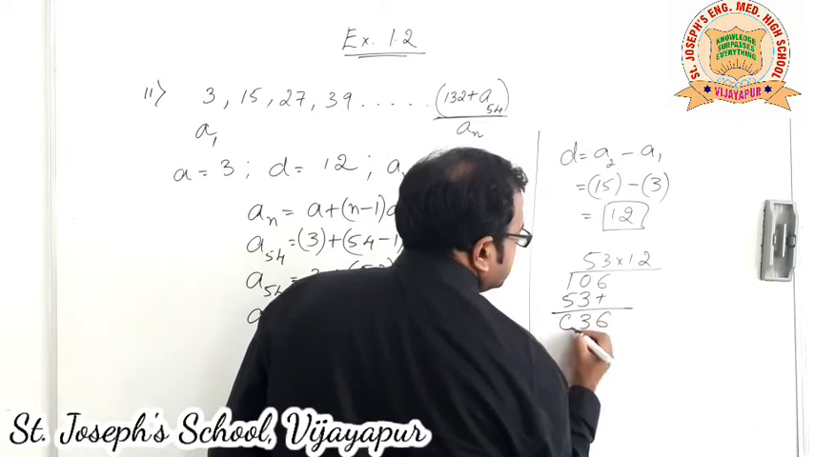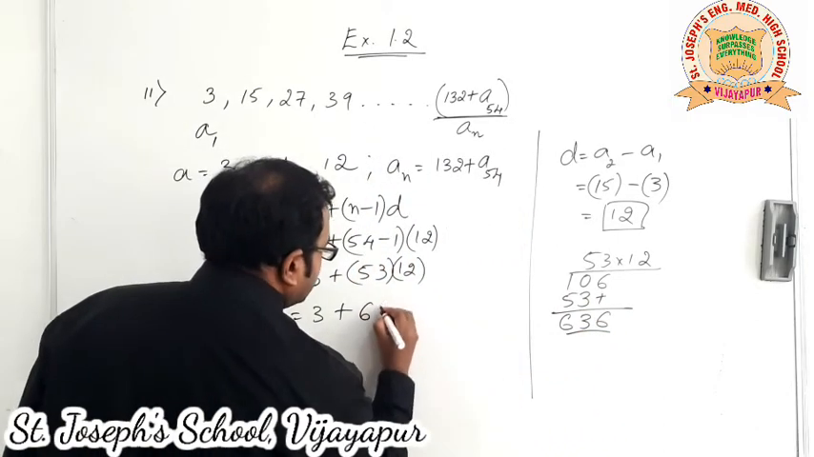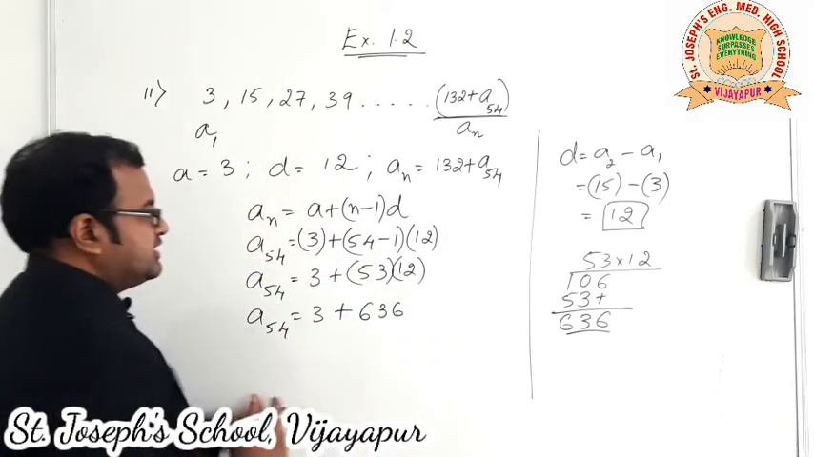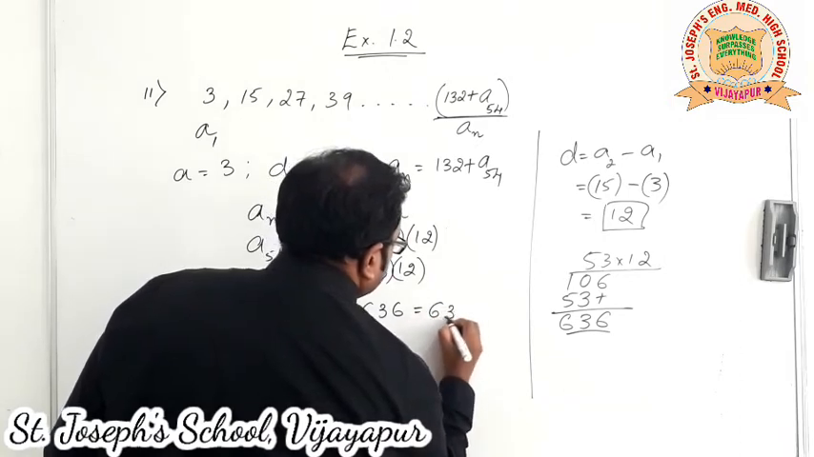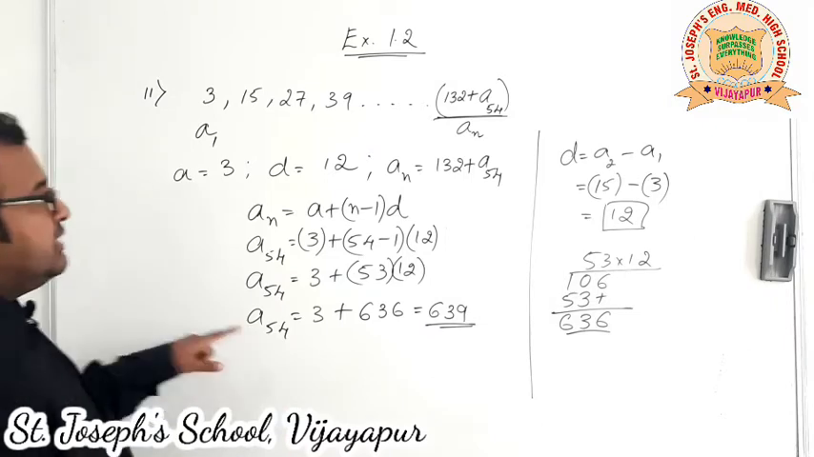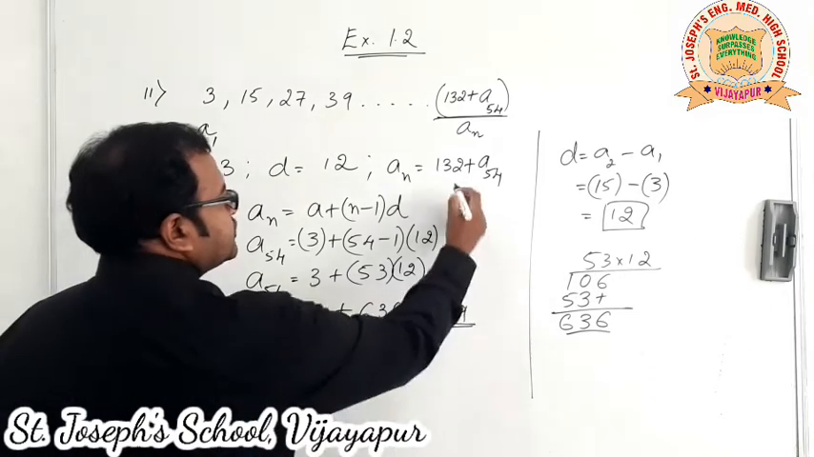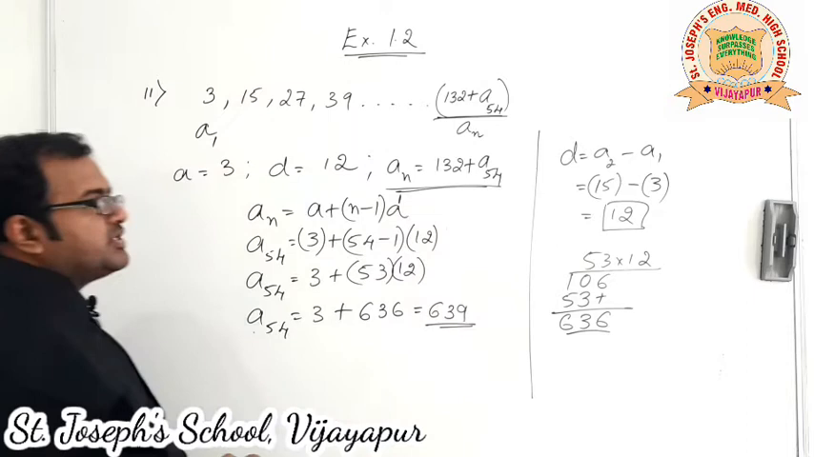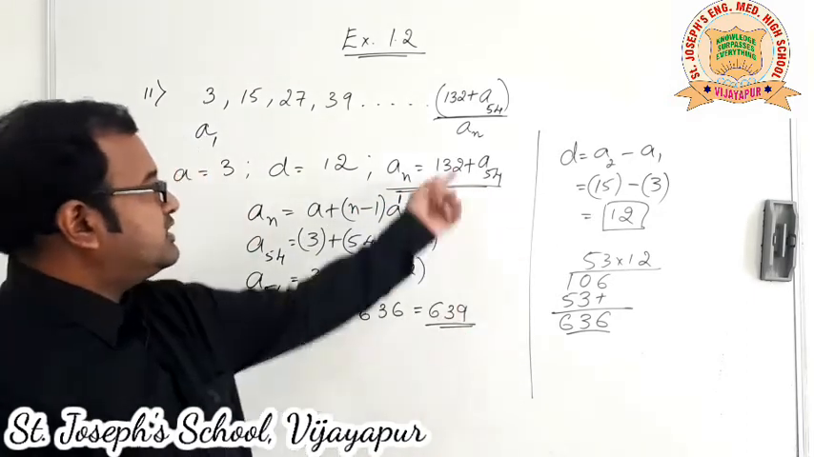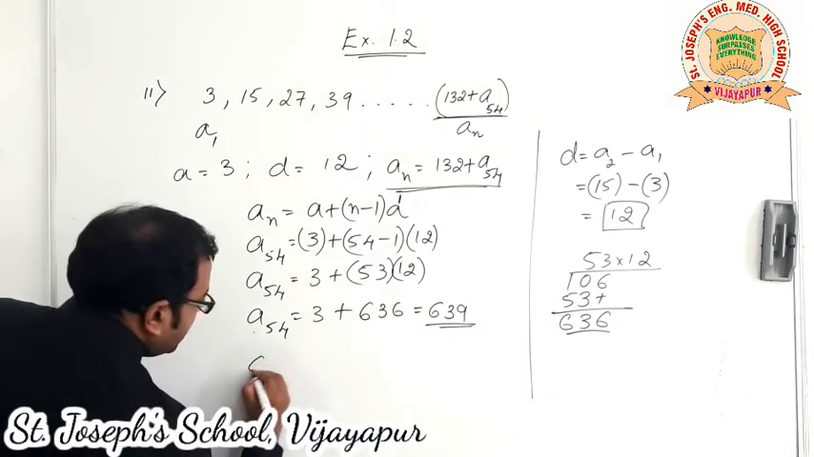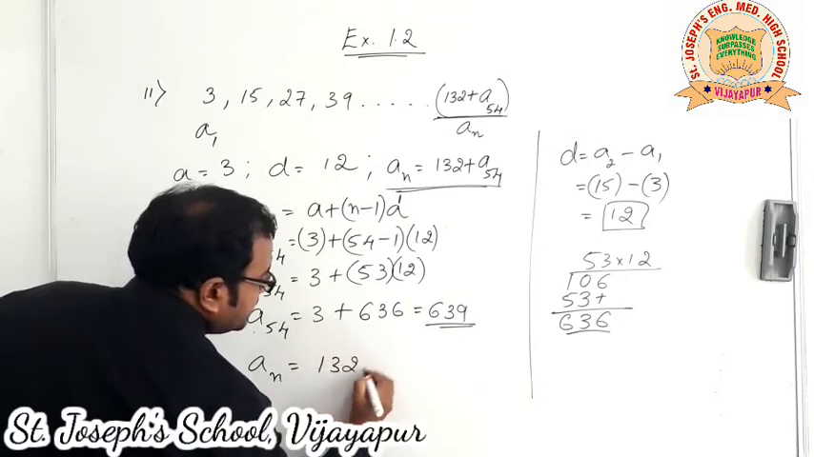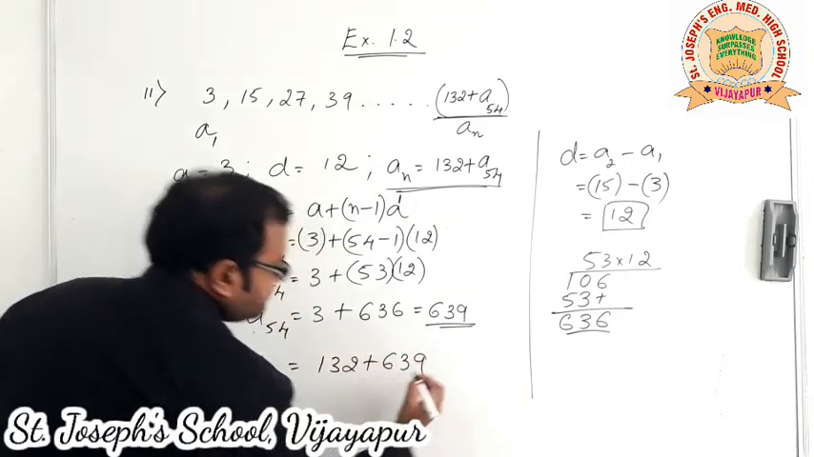Answer is 636. So, I write 636 here. Now, 636 plus 3 is 639. That will be our A54. This value of A54 we will substitute in the given equation. The given equation is AN is equal to 132 plus A54. So, A54 value I substitute in that. I get AN is equal to 132 plus 639.